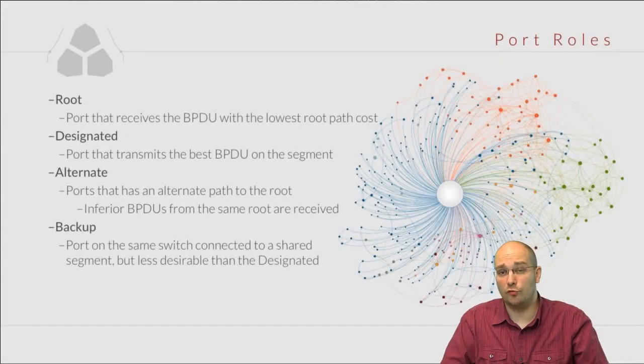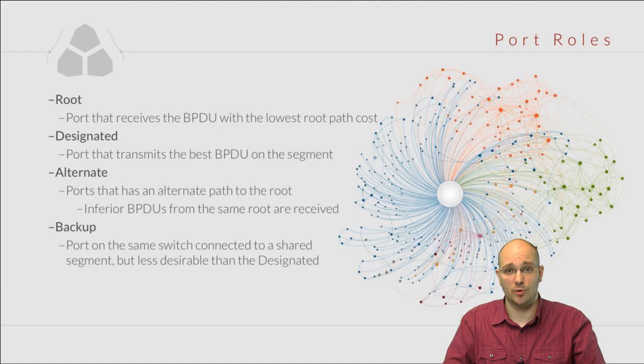It's not only the convergence process that has changed in the rapid spanning tree. The port roles have changed a little bit as well. First of all, the two roles that are identical in the traditional spanning tree and the rapid spanning tree are the root port and the designated port. The root port is simply the port that receives the BPDU with the lowest root path cost.